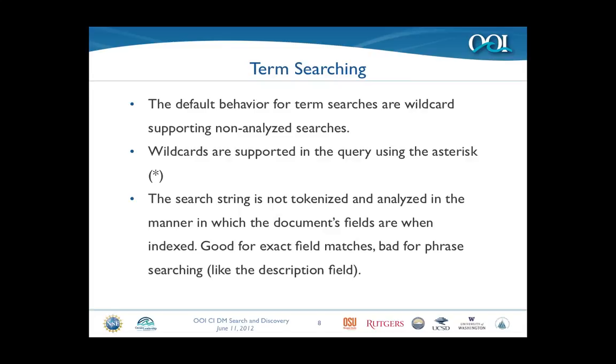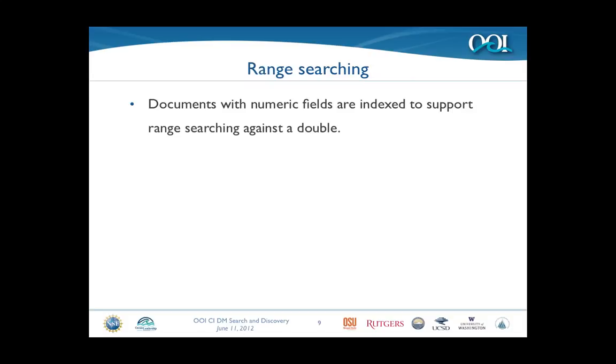Term searching supports wildcards. Term searching is also not analyzed and it's not tokenized the way the documents and fields are indexed. So exact term matching is not supported, I should say. It's complicated. Basically, things like phrase searching will not work here. Exact matches will. And of course, the wildcard kind of makes up for the other things. Range searching. Documents with numeric fields are indexed to support range searching.